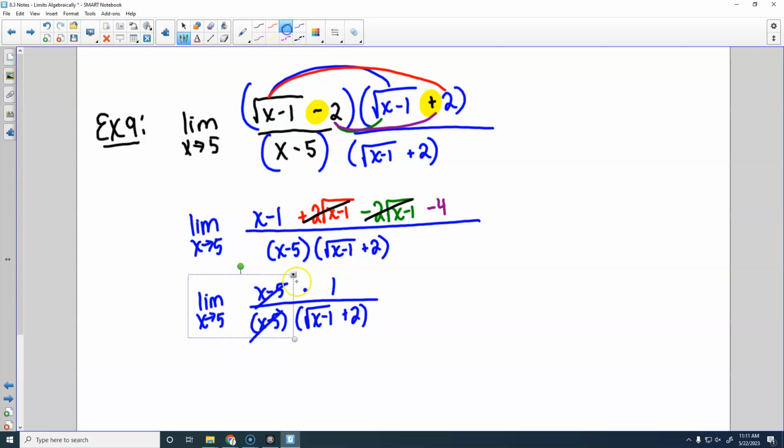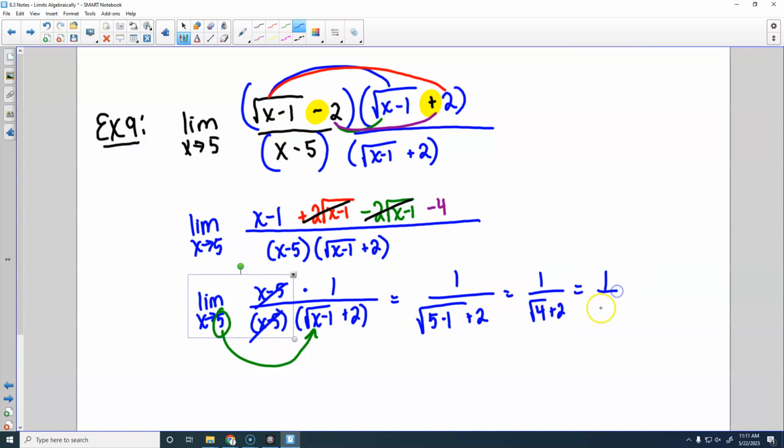And I'm going to go ahead and plug in my 5. Once you plug in your 5, you can drop limit notation. So I got 1 over square root of 4 plus 2, which is 2 plus 2, which will give us 1/4 there.